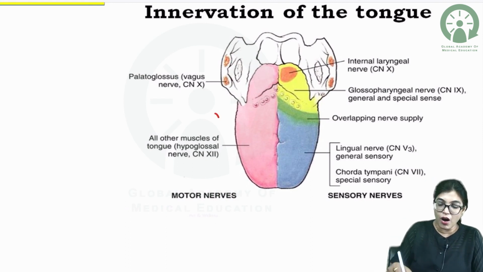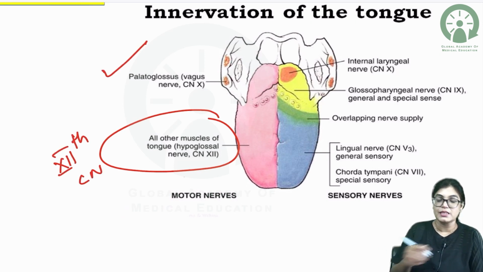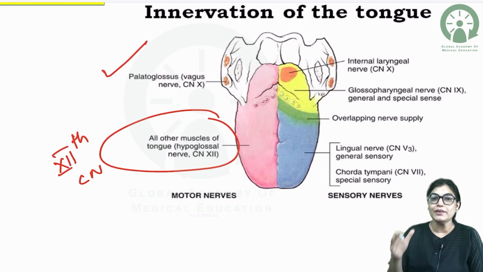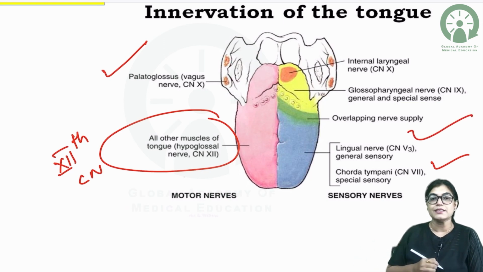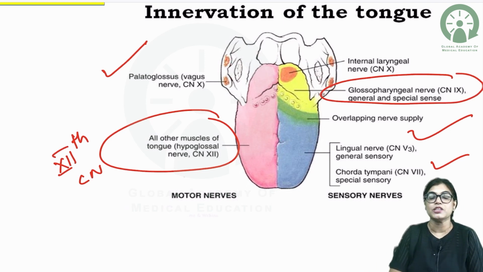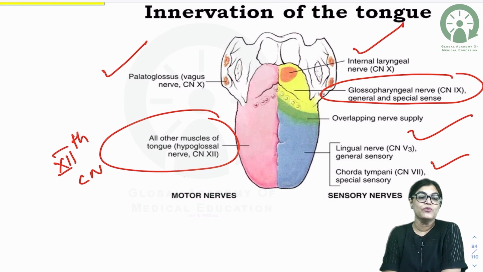Motor supply. All the muscles of the tongue get innervation from the 12th cranial nerve except palatoglossus, which is innervated by the vagus nerve. This is about motor supply. When I talk about the sensory supply, the anterior 2/3 of the tongue has taste fiber sensation from the chorda tympani nerve, a branch of the facial nerve. General sensation is via the lingual nerve, a branch of the mandibular division of the trigeminal nerve. The posterior part of the tongue gets both general sensation and taste sensation via the 9th cranial nerve, and the posterior-most part of the tongue along with the epiglottis gets innervation from the vagus nerve. Which branch? Internal laryngeal branch.